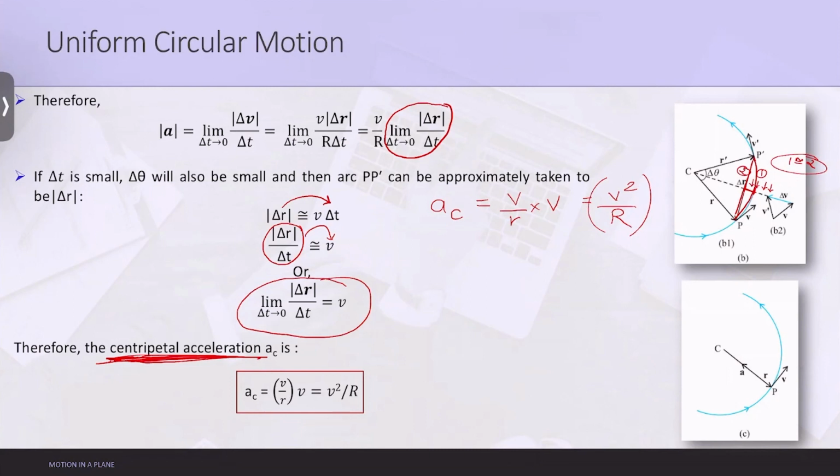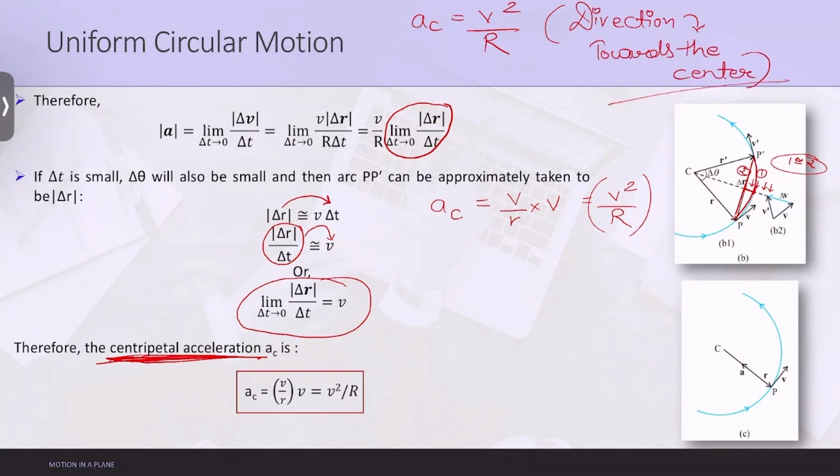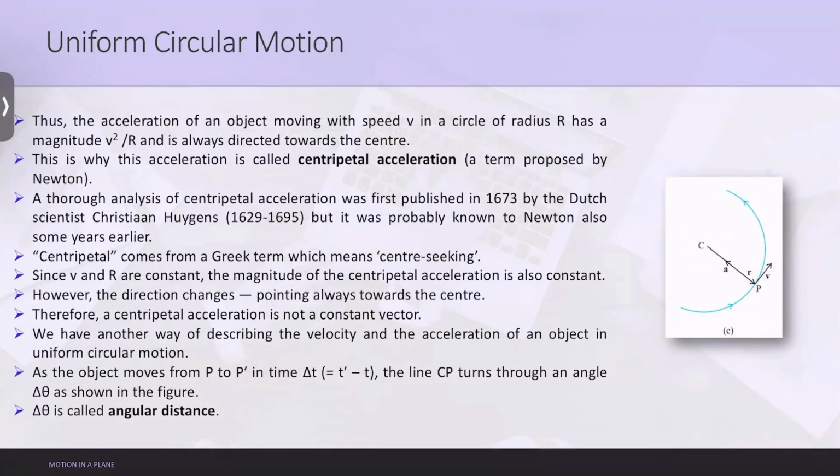Just write it again. So I'm writing, the magnitude is V square by R, direction towards the center. Okay, so that's how you can end this discussion here. Let's move forward. Thus, the acceleration of an object moving with speed V in a circle of radius R has a magnitude V square upon R and is always directed towards the center. So we just understood this complete concept here.